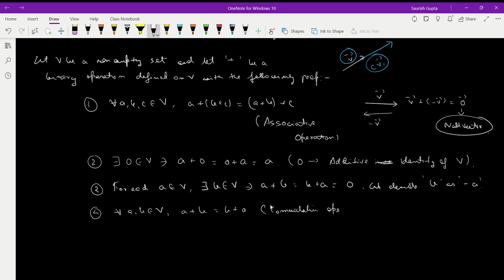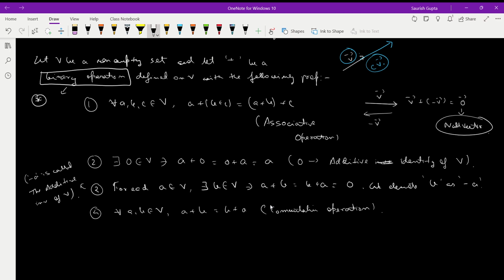It's the commutative operation. Right? And in number three, I should add that this minus A value is called the additive inverse of V. One more point I should add with a star here: having plus as a binary operation typically means that for all elements A, B in V, A plus B is also in V. If listed separately, this is called the closure property.